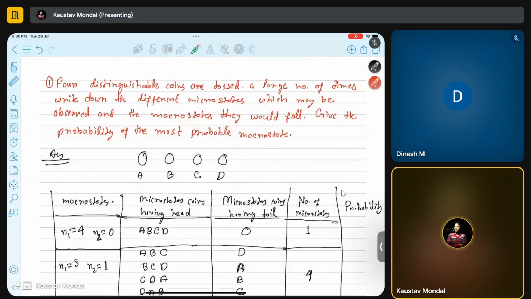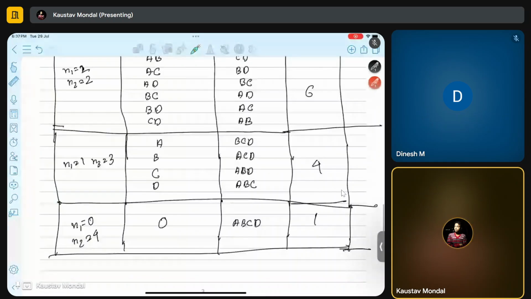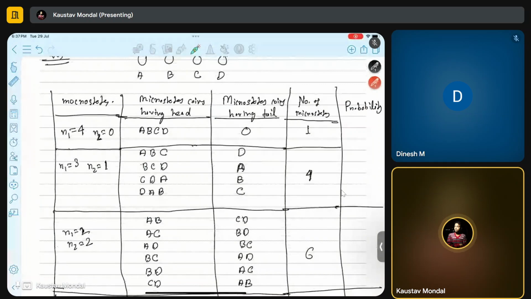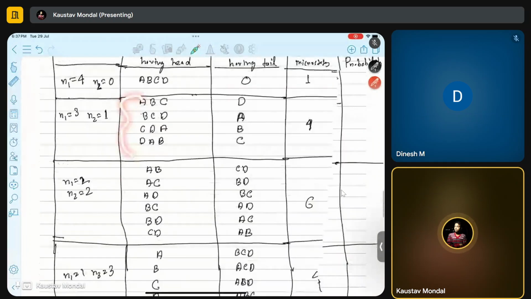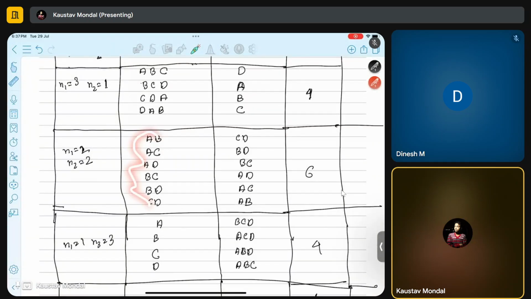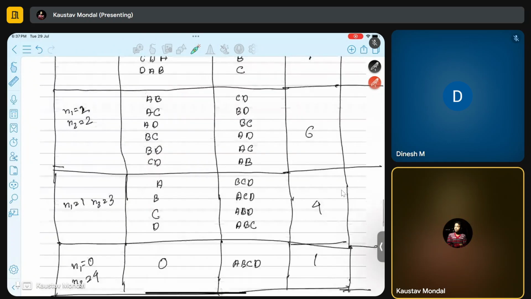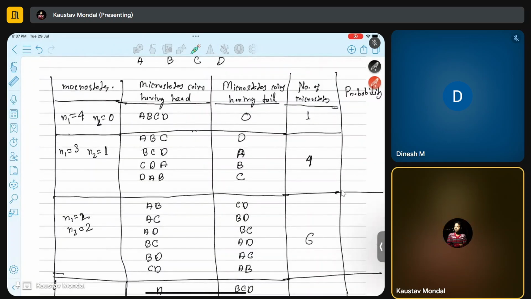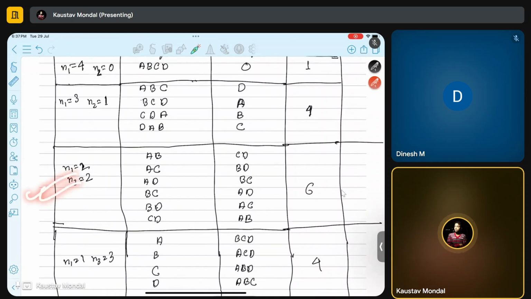Okay, these are the possible macro states you can get. Under each macro state we have done the calculation of each micro state that comes under it. So far we get this second case, where the number of heads is 2 and the number of tails is 2. That particular macro state has the highest configuration, which is 6, right?